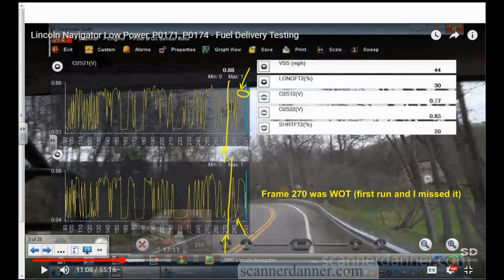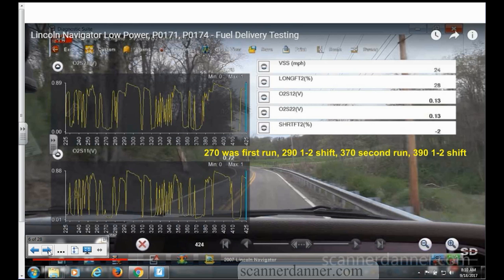This dip right here was the 1-2 shift, so I wasn't too concerned about that. I think that's what misled me here, but here's the point. I'm at wide open. My O2s are not staying rich the whole time like I expected to see. I think in the next page I show this a little bit better. Yeah, I have both runs here.